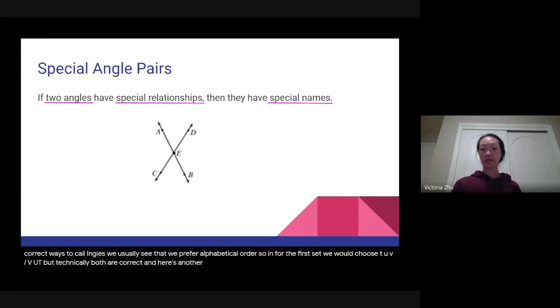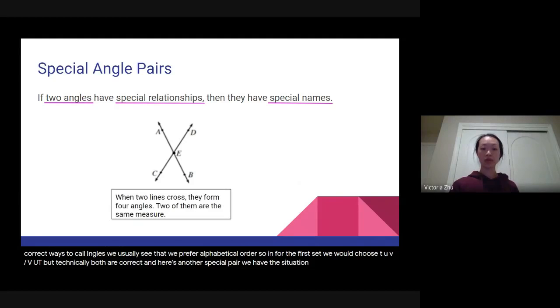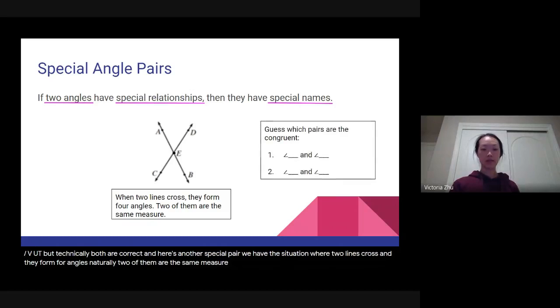And here's another special pair. We have the situation where two lines cross and they form four angles naturally. Two of them are the same measure. Looking at the picture, take a guess. Guess which pairs are congruent? And congruent means same measure. So which two angles have the same measure in the diagram? Go ahead and pause.